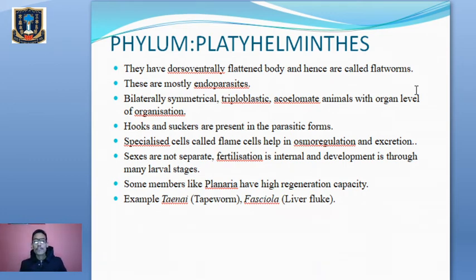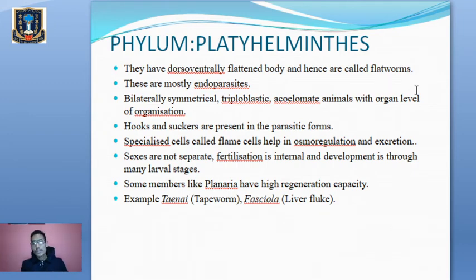Specialized cells called flame cells, F-L-A-M-E, flame cells, are present for osmoregulation and excretion. So if the question comes, what is the name of the organ that helps in osmoregulation and excretion in Platyhelminthes? Your answer will be the flame cells. They are also hermaphrodite because sexes are not separate. Fertilization is internal and development is indirect because it takes place through a larval stage.